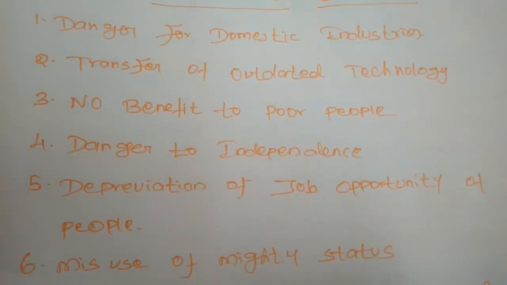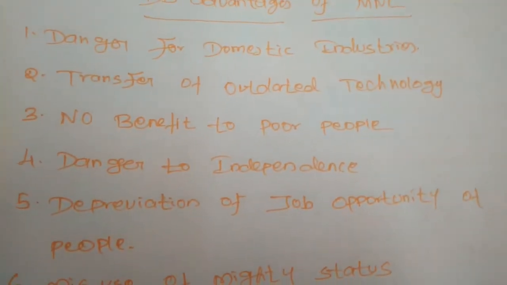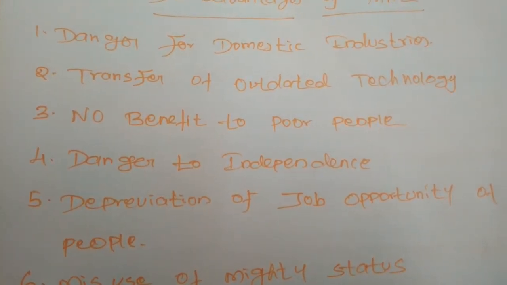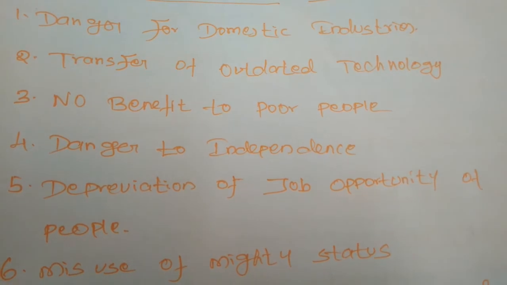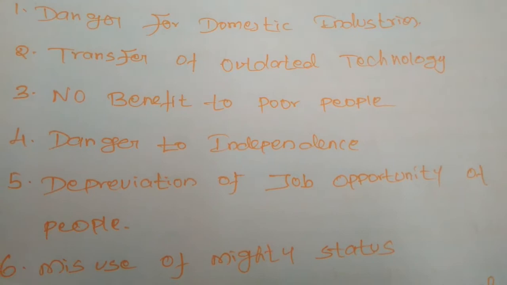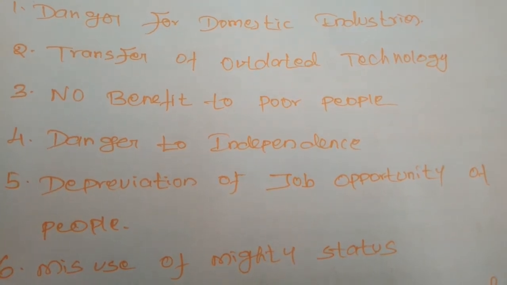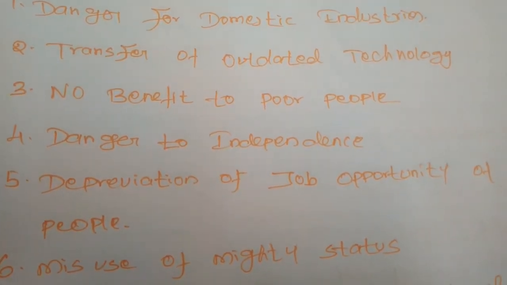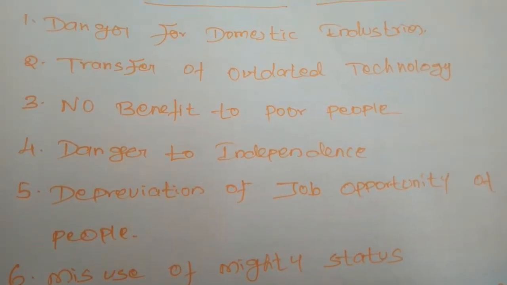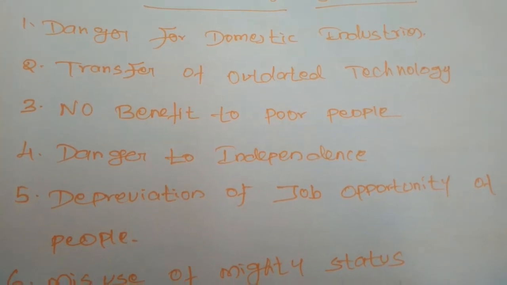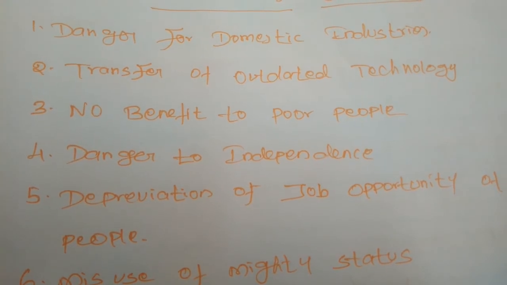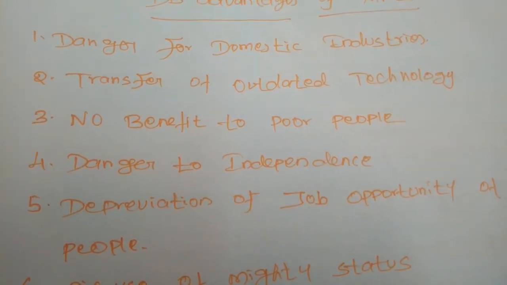Next, no benefit to poor people. Multinational companies produce only those things which are used by the rich. Normally the multinational companies produce luxuries and comfortable commodities, but these will be consumed only by rich people. The poor people cannot purchase the goods produced by the multinational company. Therefore, poor people of host countries do not generally get any benefit out of multinational companies.